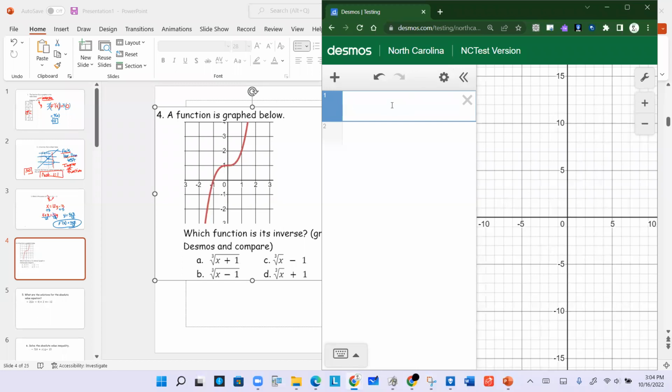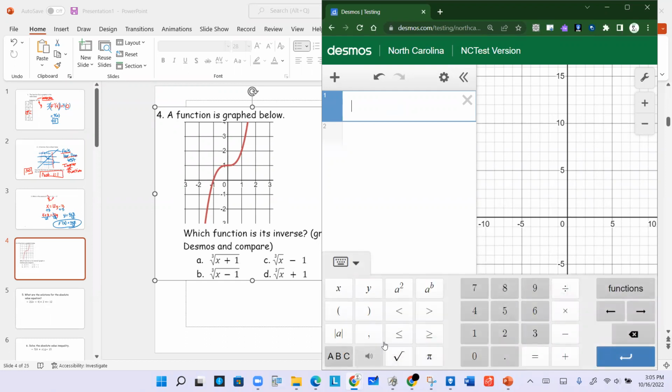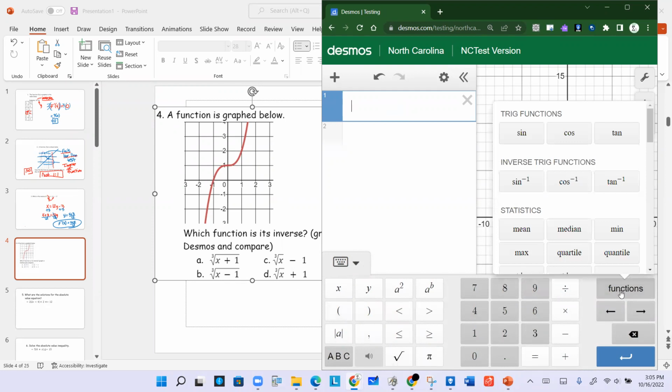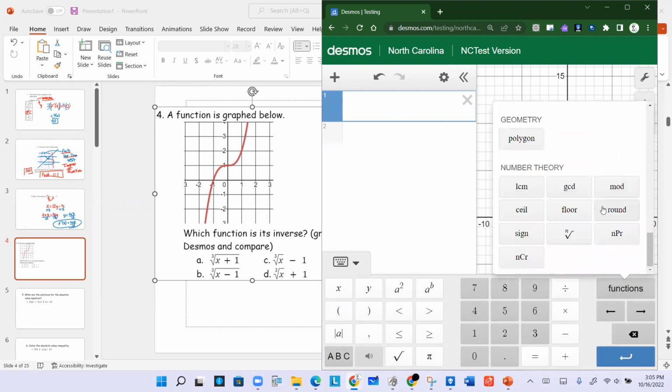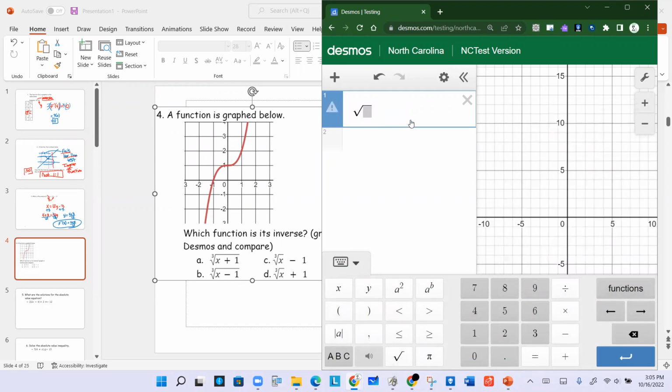Okay, so what you want to do when you pull up Desmos is input these functions in. So if I input answer choice A, you can go into your functions here. You can't do anything but the square root here. But if you go into functions, you should be able to see way down here an nth root. You can also type in nthroot, and that'll pull up the nth root function.